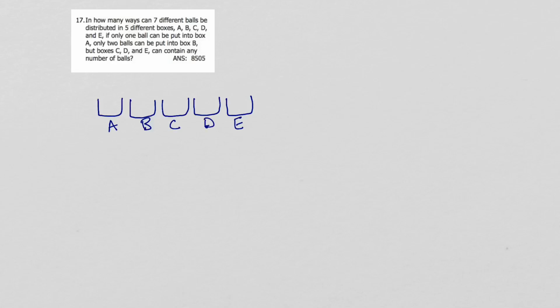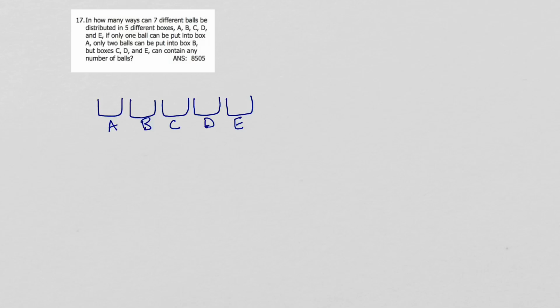And then what we've got are 7 balls that we're going to put into these boxes. And here's how we're going to do this. We want 1 ball into box A and 2 balls into B. So we're going to take our 7 balls here and put 1 into A and 2 into B. Now here's how I'm going to count this. In box A, I can put any one of those 7. So it's going to be 7.